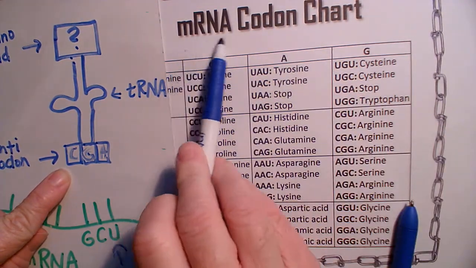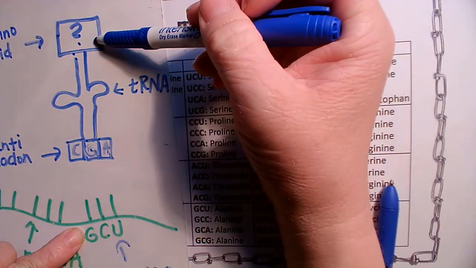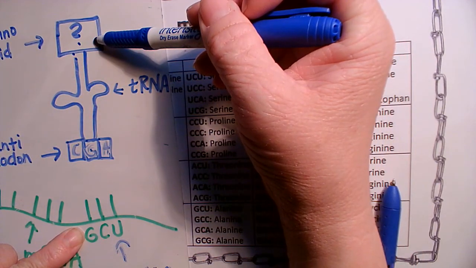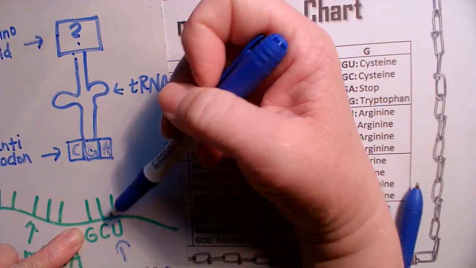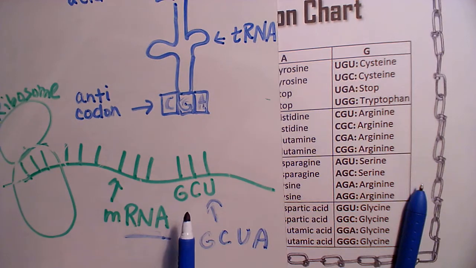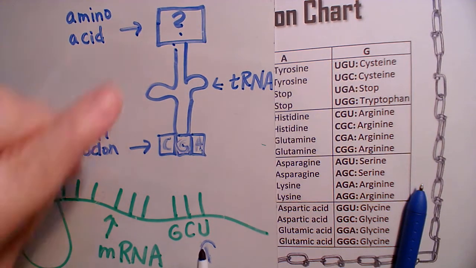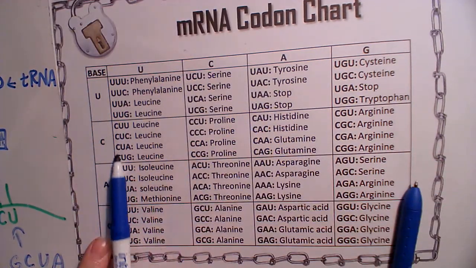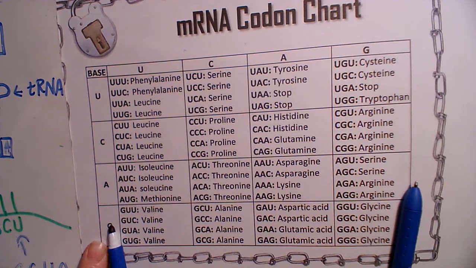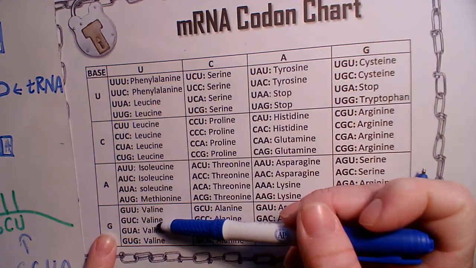This is our messenger RNA codon chart, and it tells us what amino acid is added to the protein chain when the ribosome reads this. So let's look and figure out what amino acid should be added for GCU. All right, so first of all, we start on the left-hand side, and we find G. Then we go across and we find U. All right, so let's come down to where they meet.